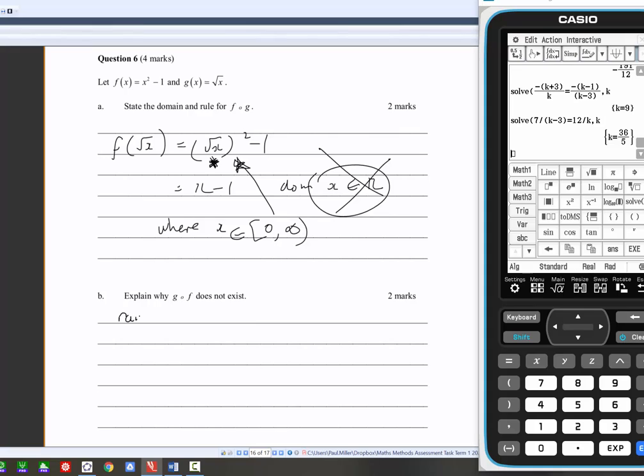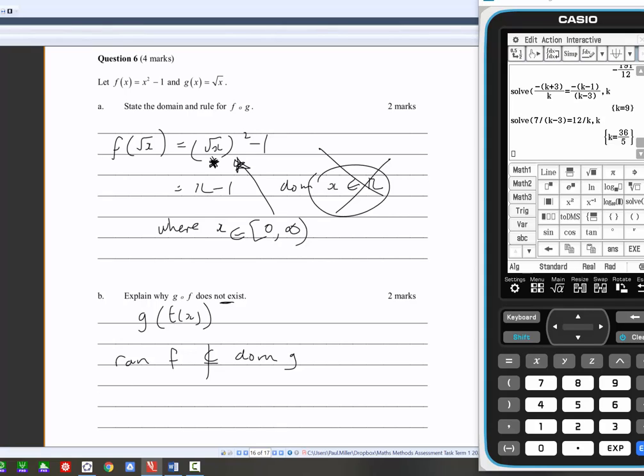So for a composition to exist, the range... I need to see it to do it. So this is g(f(x)), which basically says that it's going to accept values and pump them out. So the range of f has to be a subset of the domain of g. Now in this case it doesn't exist, so this is not going to be true.